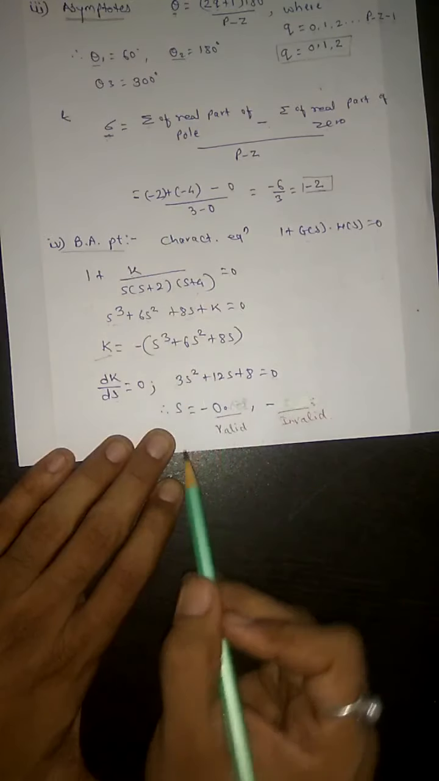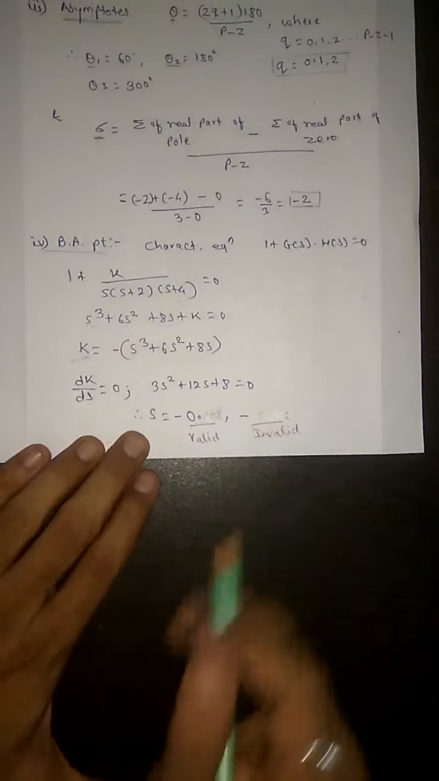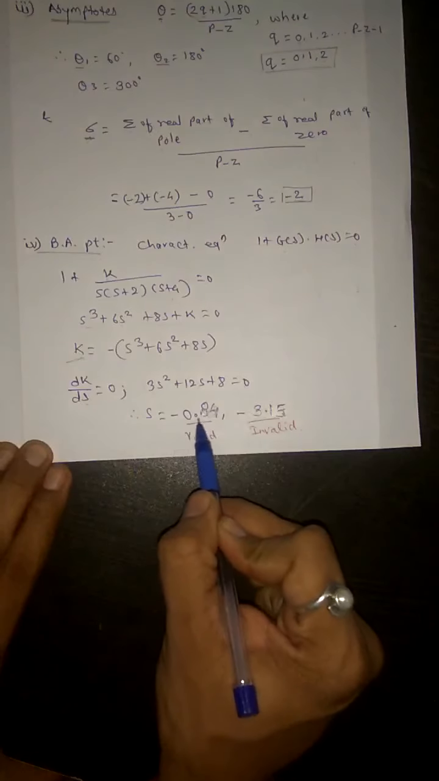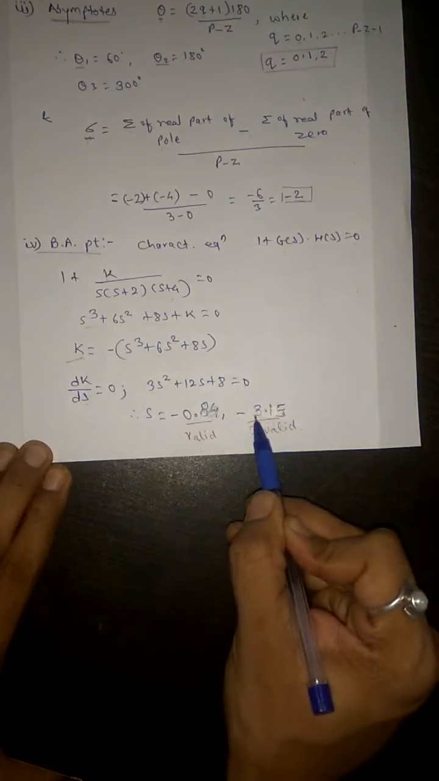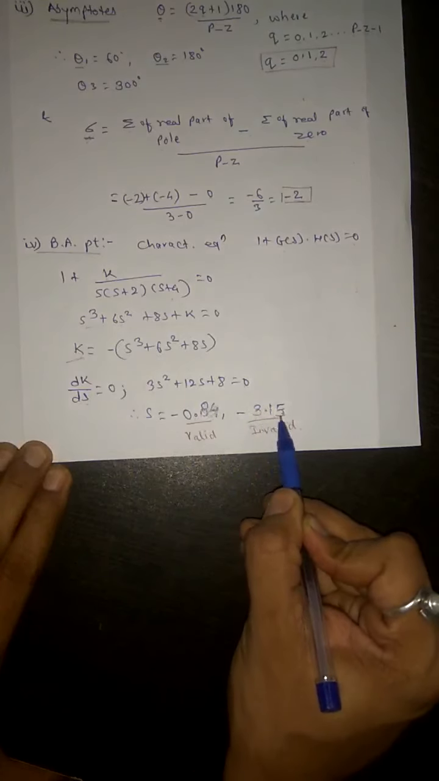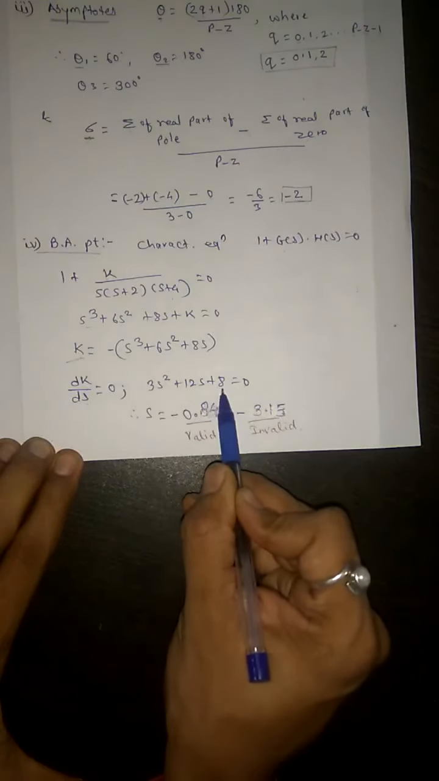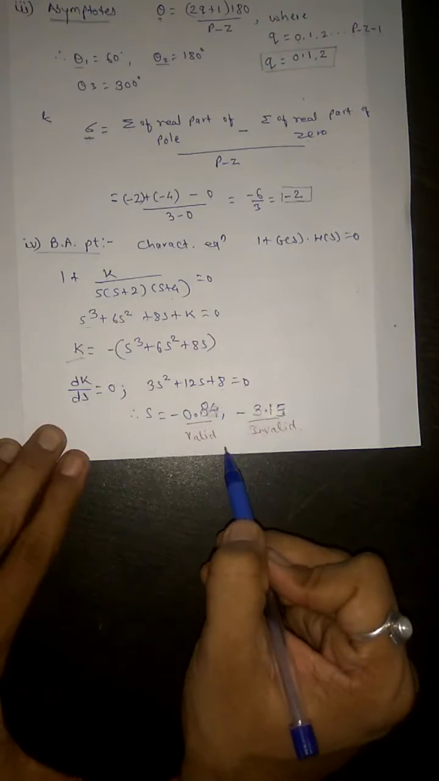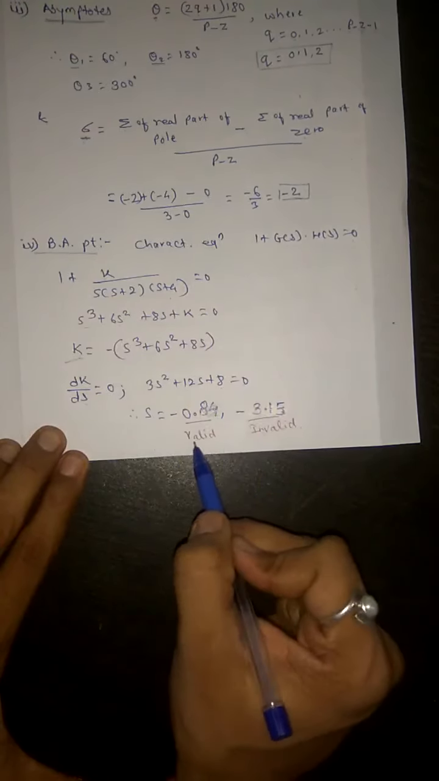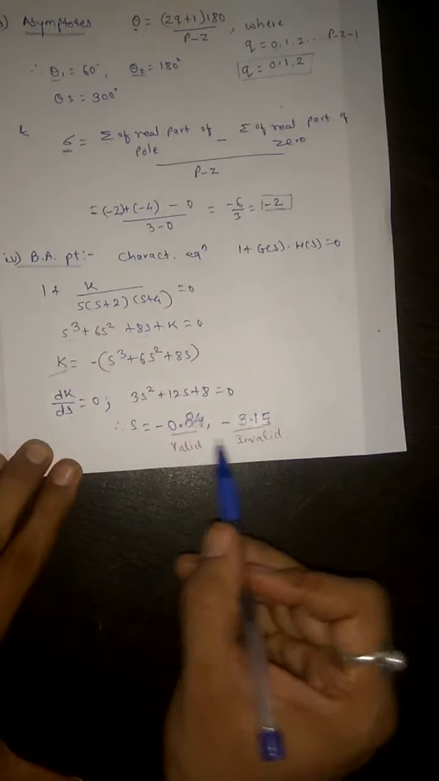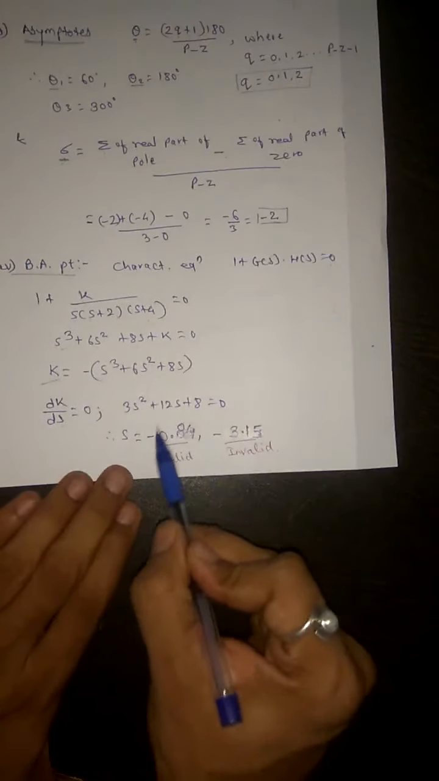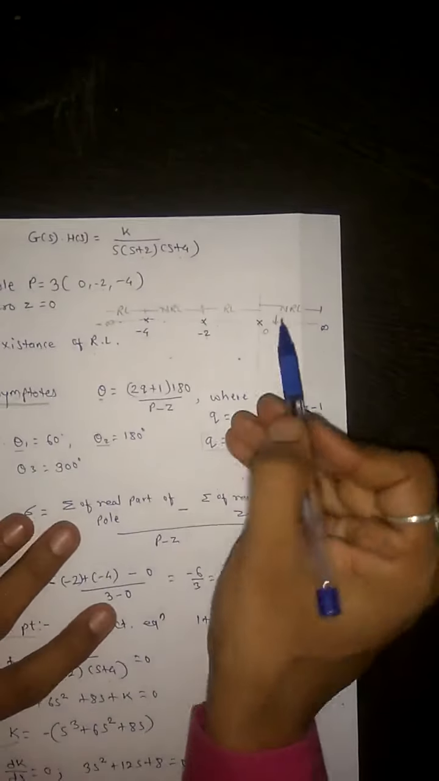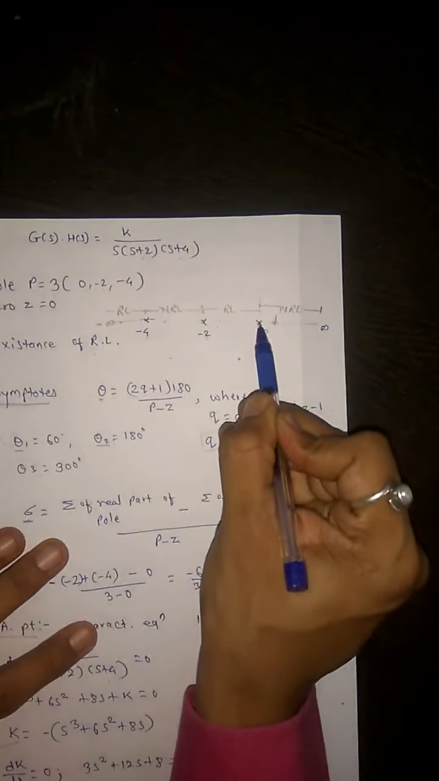For this equation, find out the roots. So we'll get the roots s equal to minus 0.84 and s equal to minus 3.15. You can directly solve this equation on a calculator. Okay, so two values. Out of these values, we need to check which one is valid and which one is invalid.